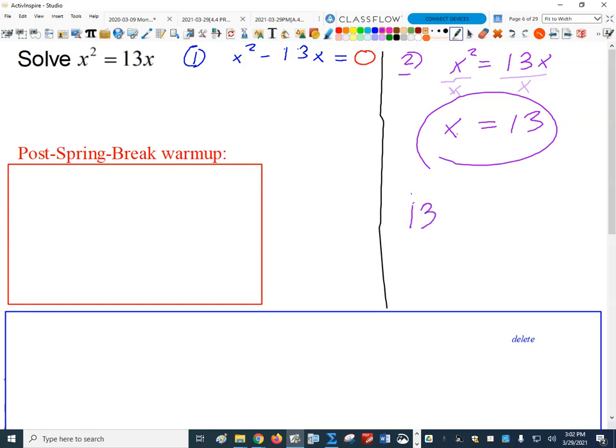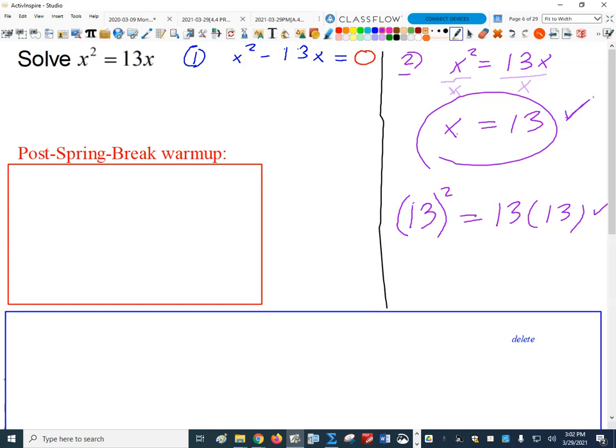That would give me 13 squared equals 13 times 13. Everybody agree if I plug in 13 for x? That's true, isn't it? 13 squared equals 13 times 13. Well, that seemed pretty easy. What's the problem, though? Can anybody see any other solutions?